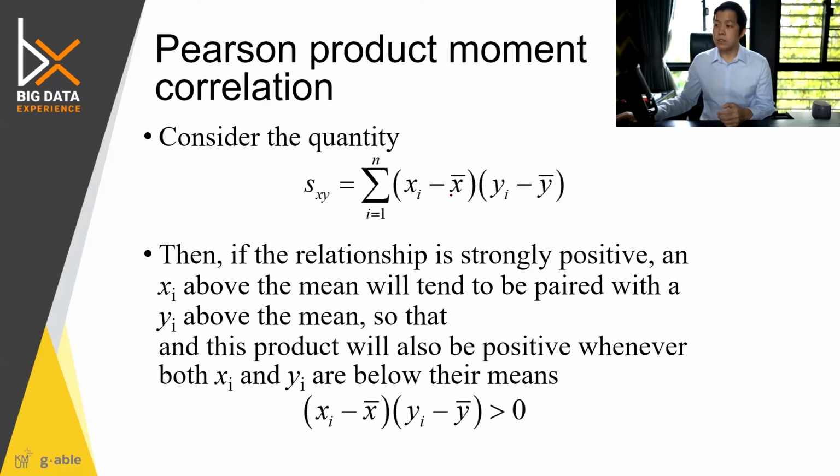For the covariance, I would like to note here that you can see that the covariance compares the value of x with the mean of x and the value of y with the mean of y. That means that correlation is affected by outliers, right?